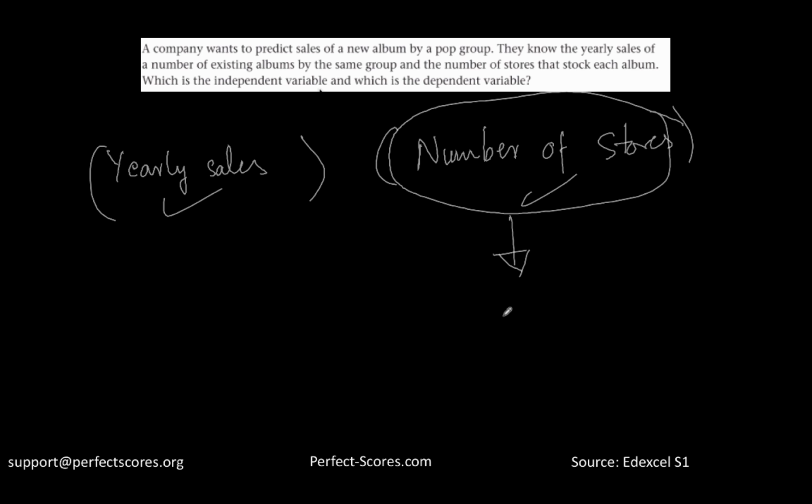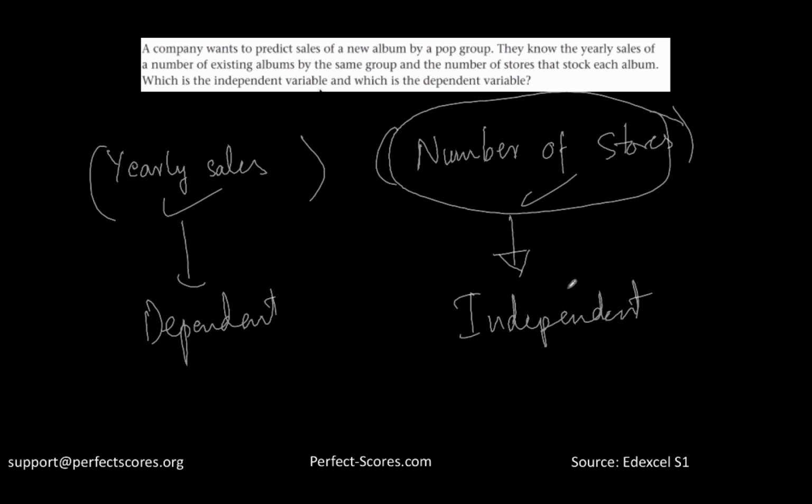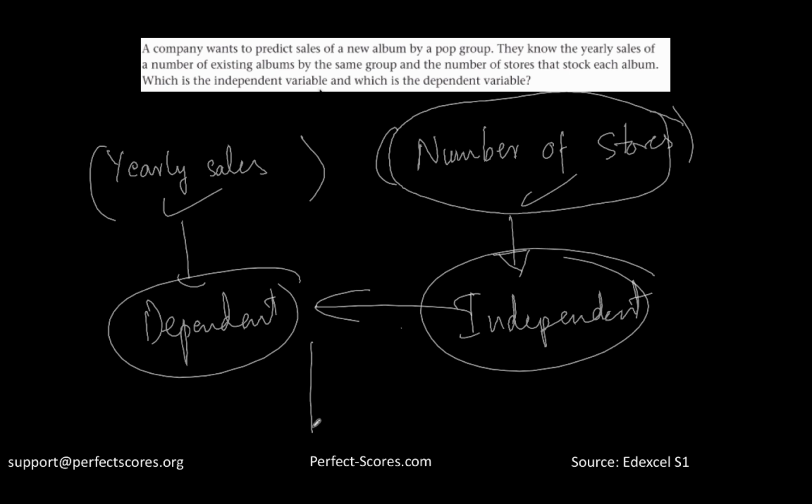That means the number of stores is an independent variable and the yearly sales is a dependent variable, because this comes first, so this is dependent on this. So if I do a regression analysis on this, obviously the independent variable will come here and the dependent variable will come here. I hope that's fine, guys. I hope you understood this point. I'm going to move on to the next part.